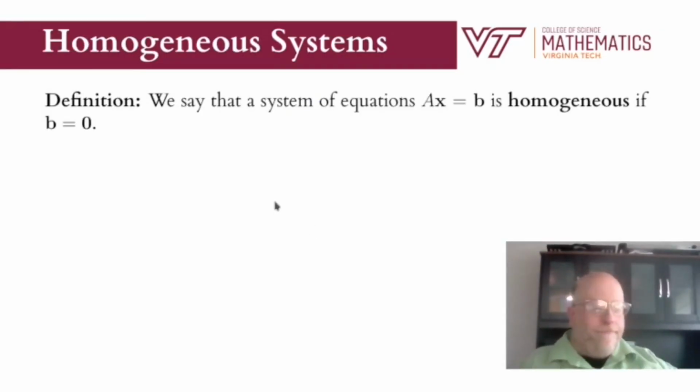All right. One last definition and a couple of examples, and then we're going to wrap up in a moment. We say that a system of equations is homogeneous if b is equal to 0. The constant terms are equal to 0.